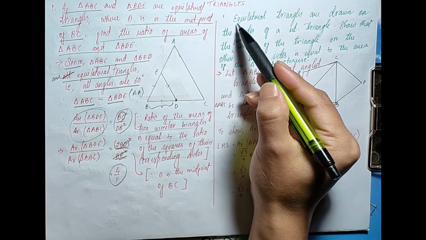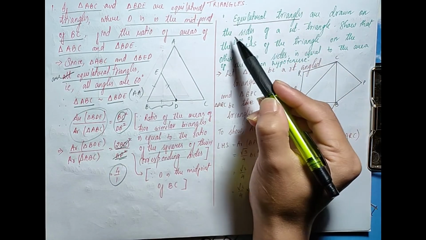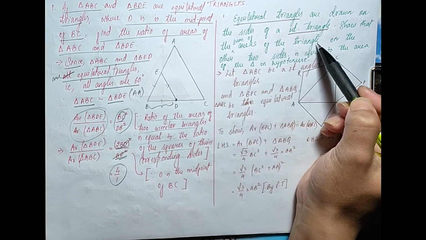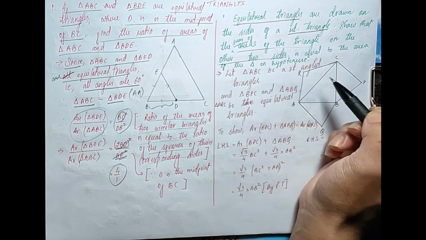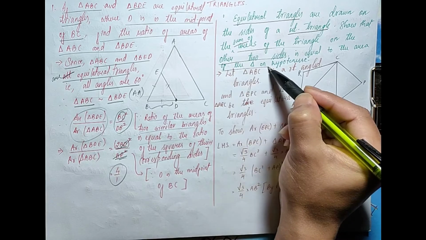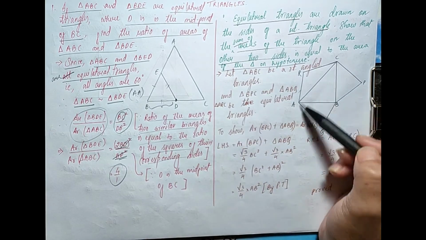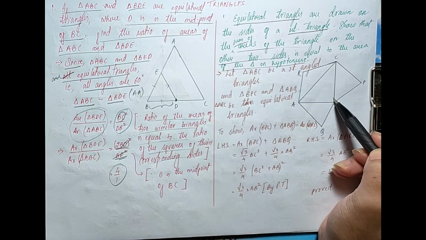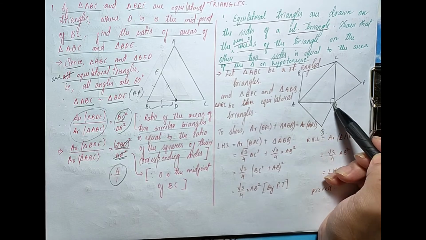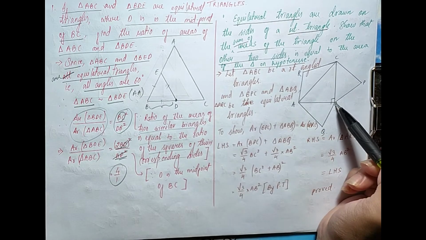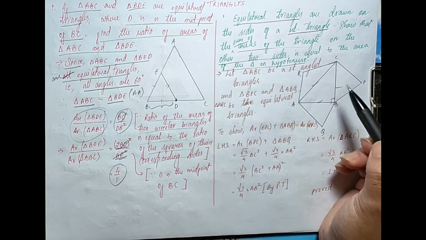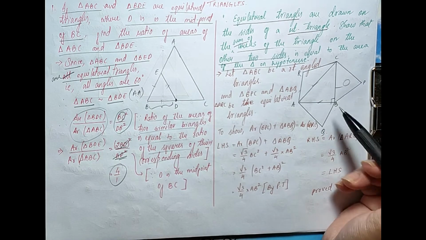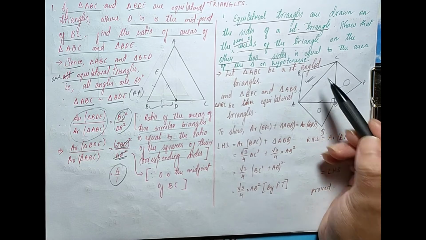Let's see the next question. Equilateral triangles are drawn on the sides of a right triangle. Show that the sum of areas of the triangles on the other two sides is equal to the area of the triangle on the hypotenuse. So this is how it will look. This is your right angle triangle, that is ABC, and equilateral triangles are drawn on this side, and on this side. You'll have to show that the sum of the areas of these two is equal to this.